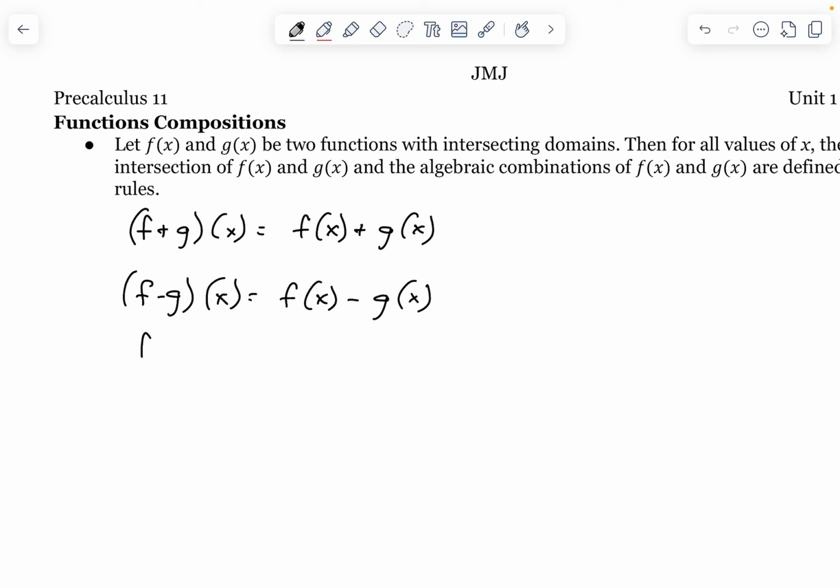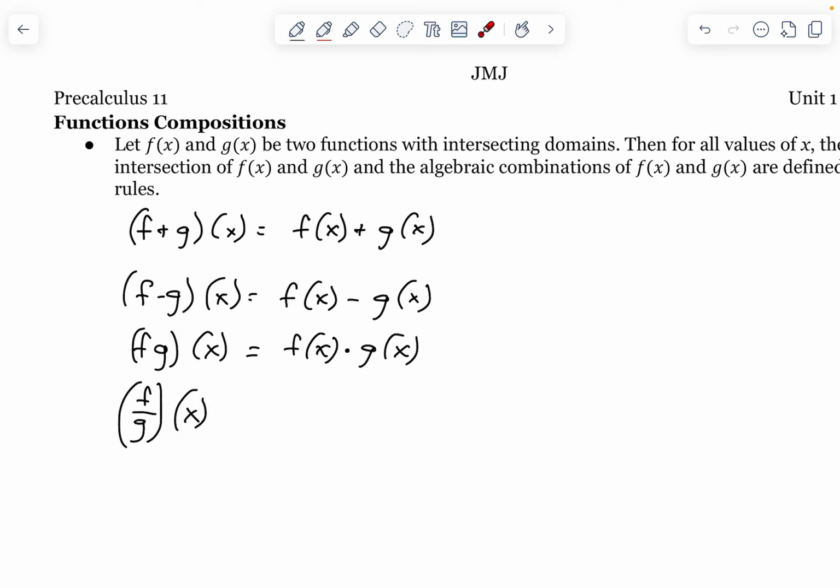I could also have a product, which looks like fg of x, similar to the ones above. This is f of x times g of x. Then we also have the quotient, f over g of x. So this is all very similar to saying f of x, except we're changing what's in front of it to say that these two things are combined of x. It's just a shortcut. And this is saying f of x over g of x.